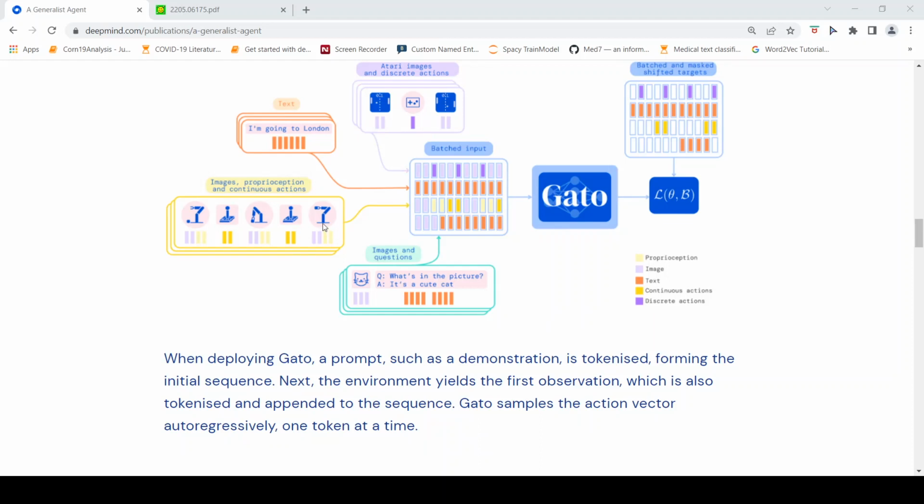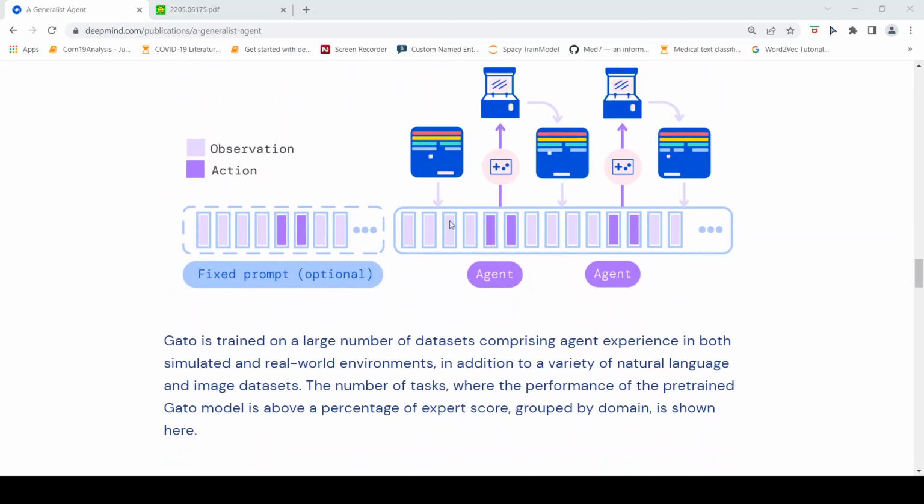For example, if you want to do caption generation, an image plus a caption prompt is sent. It is tokenized, and then it yields the next step in the sequence. Based on that, it tries to predict the caption. This is just an example for caption generation. So that is the idea over here. You have a fixed prompt, which is optional, which is fed along with your observation. Observation could be an image, could be an action. For a robot, depending upon the environment, it could be different things.